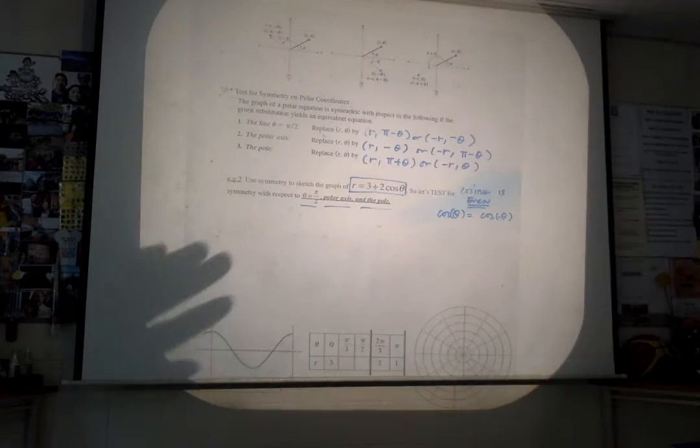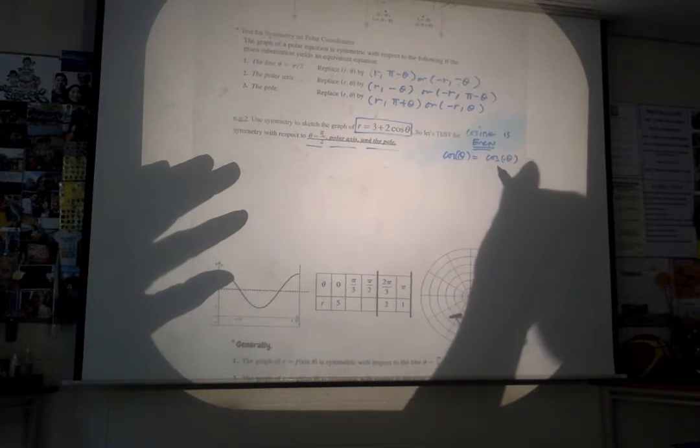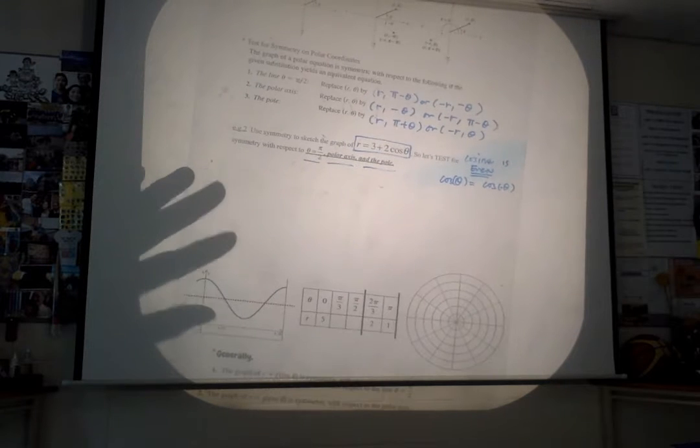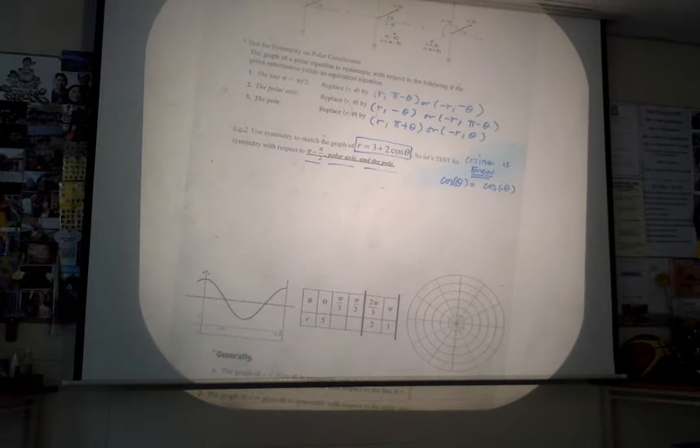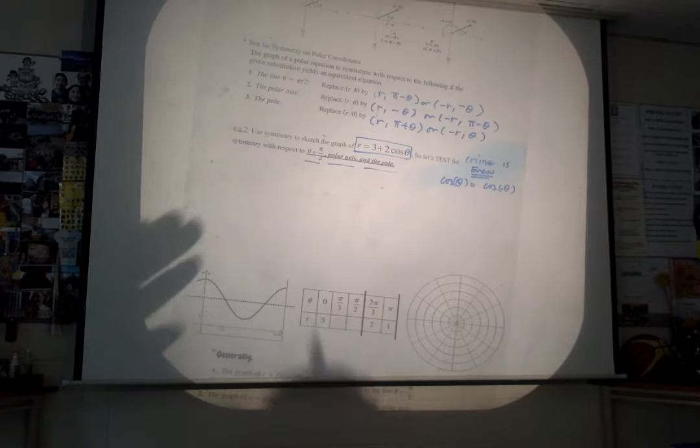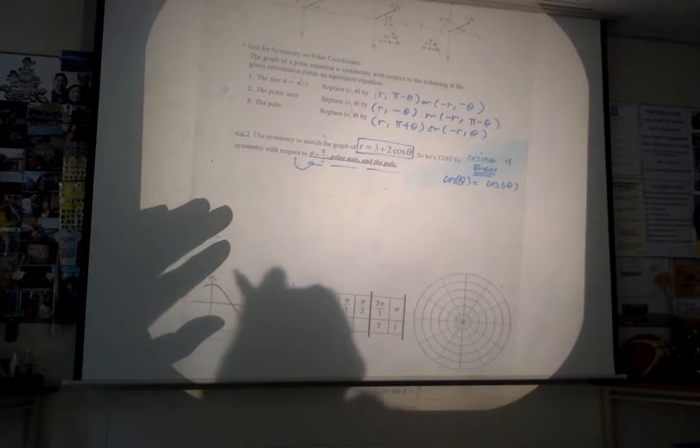So you guys, continuing, cosine theta is equal to cosine of negative theta, right? Because cosine is an even function, okay? Just remember that. So you guys, I'm just going to show you two times, okay? So first, let's try to prove that this is true, okay?